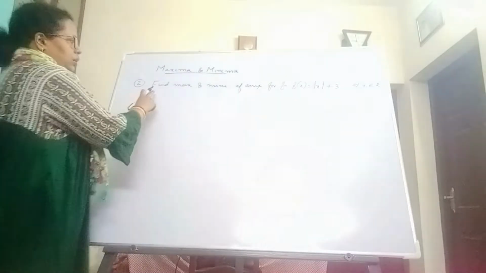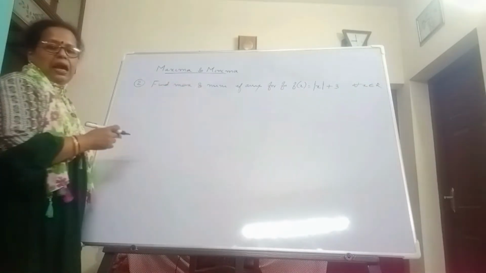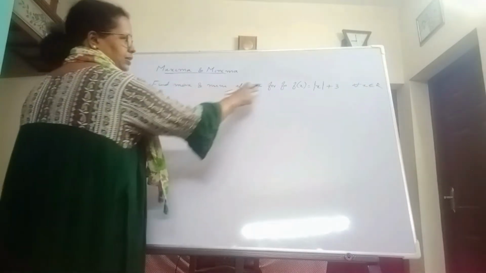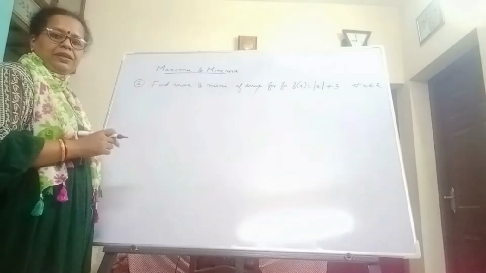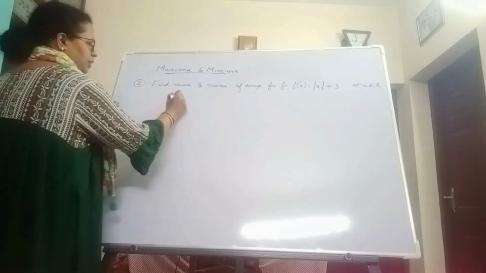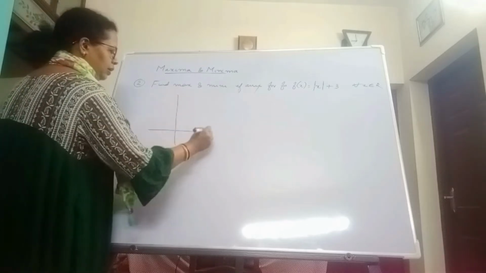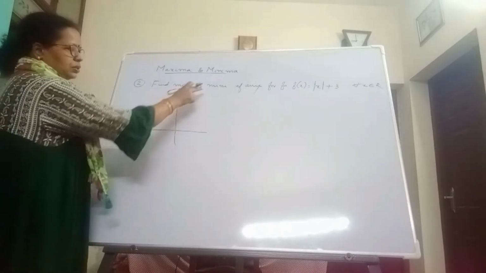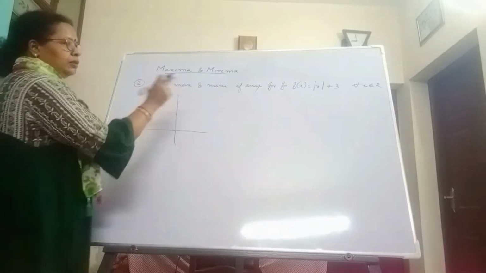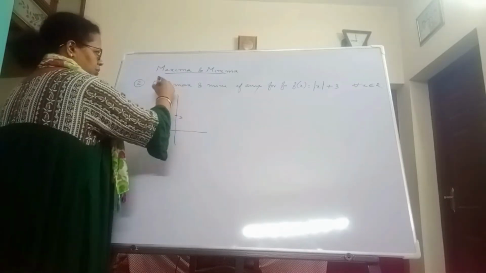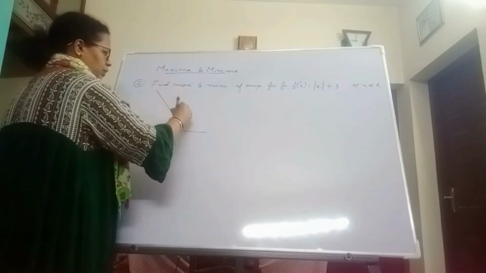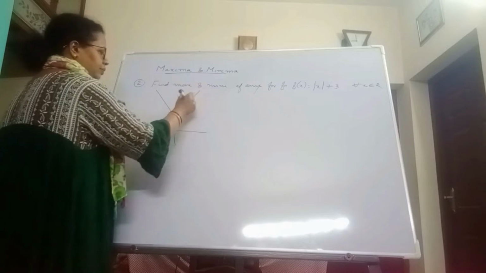Let us do another problem. Find the maximum and minimum value, if they exist, for the function f of x equal to modulus x plus 3. And what is the graph of modulus x plus 3? Modulus x passes through the origin, a V-shaped graph. So modulus x plus 3 is raised by 3 points. So this is modulus x plus 3.